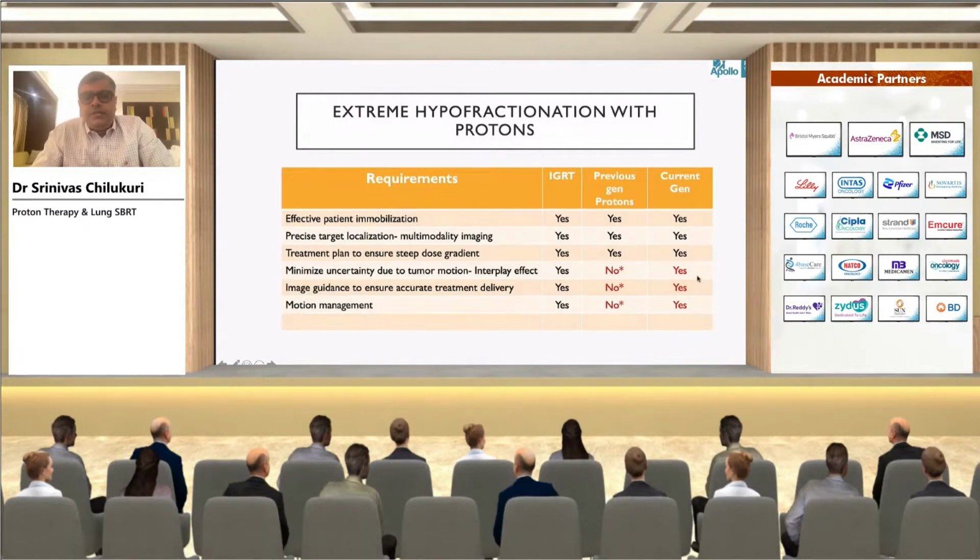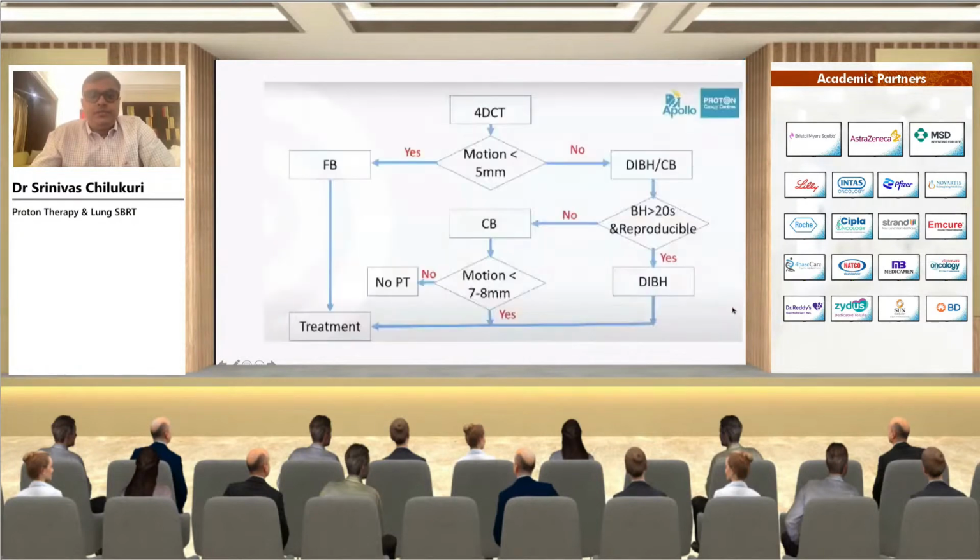And thereby you can see that now with modern or current generation proton therapy, there are ways to minimize uncertainties due to tumor motion. There are in fact ways to estimate the interplay effect as well on the modern treatment planning systems. Image guidance is now available as a standard. Motion management techniques are available and can be integrated with pencil beam scanning therapy techniques.